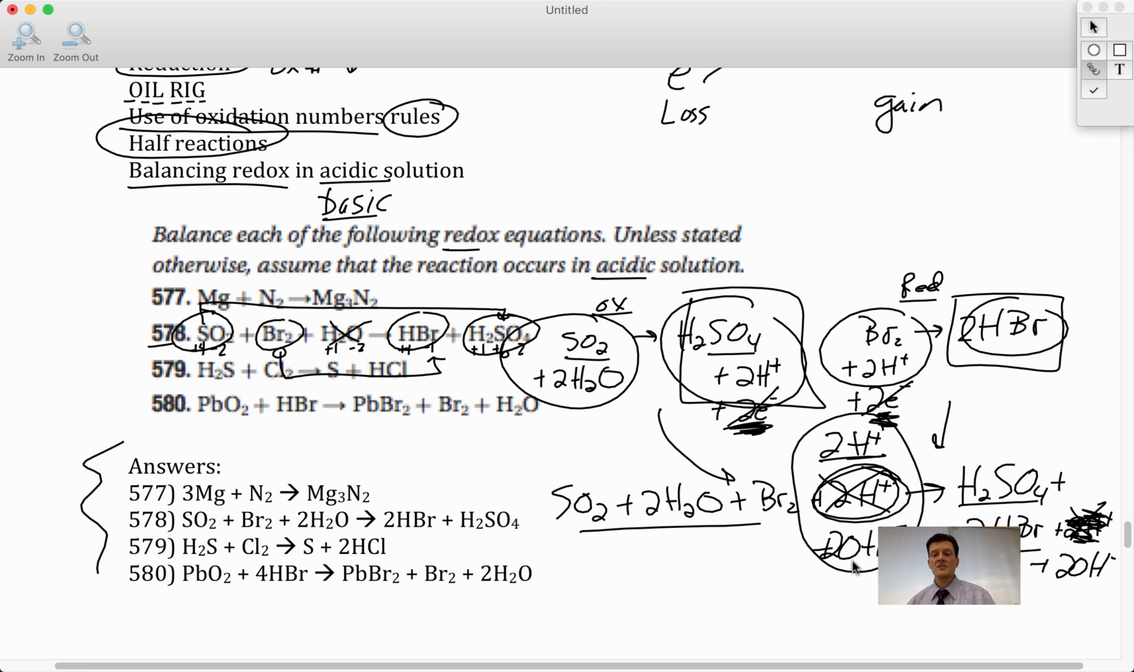These 2H+ and 2 OH- would turn into 2 waters, and you would add it to the 2 waters that are already there. Then you would have OH- on that side. Now you have it balanced in a basic solution. That's the only difference. You do everything the same, but at the end, if it says basic solution, you would have to cancel out the H+ using hydroxides, turn those H+ and hydroxides into water, and make sure you add the same number of hydroxides on the other side, okay?